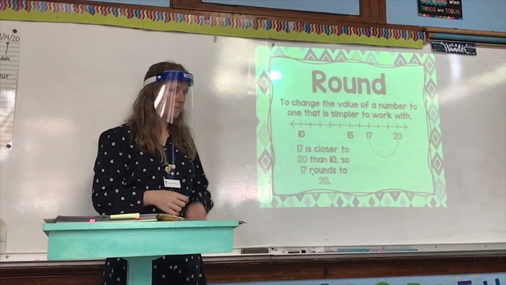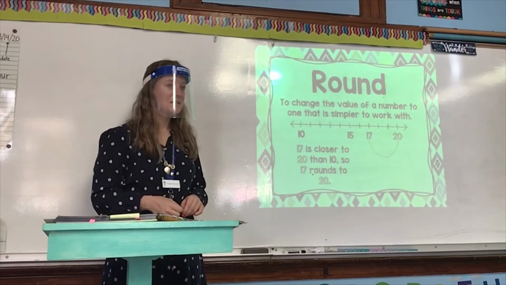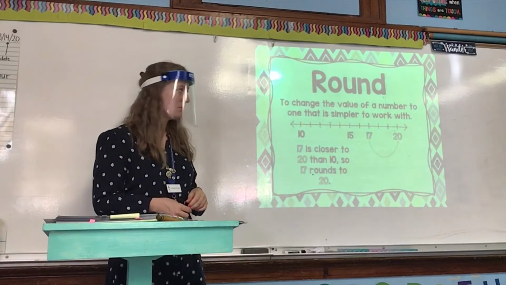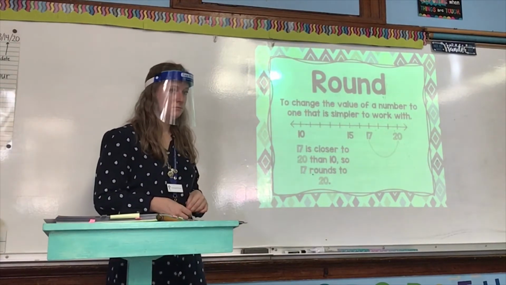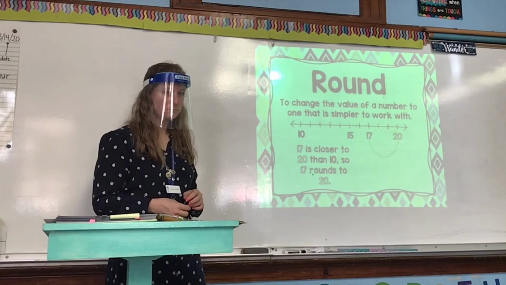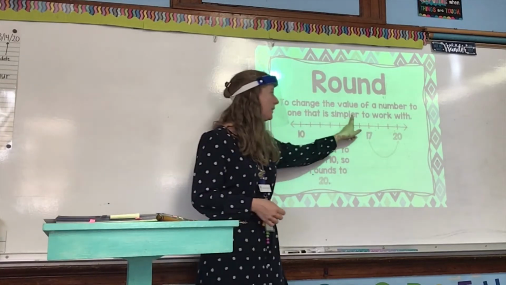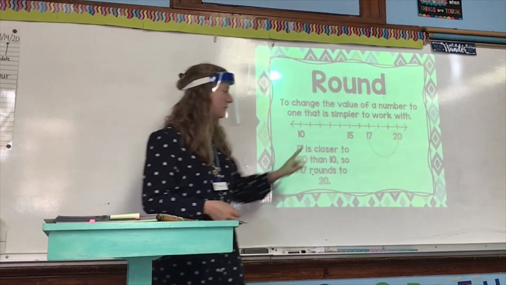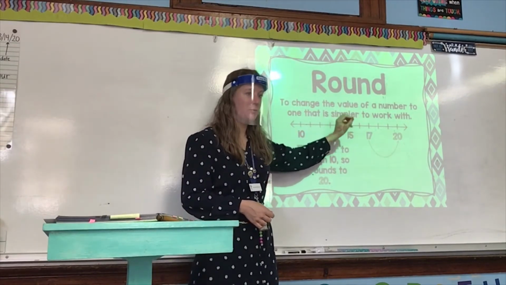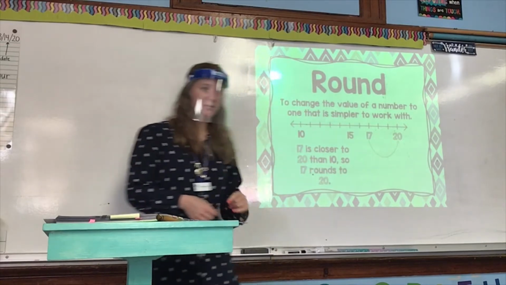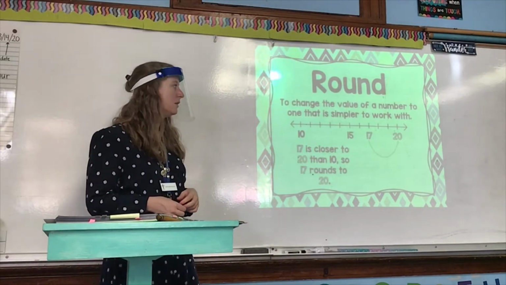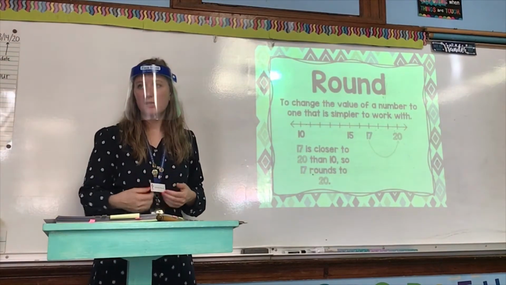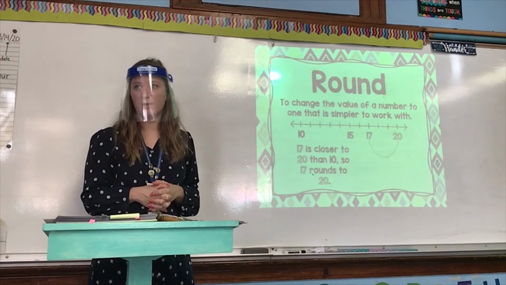Keep going. Simpler, no, there's no L. Simpler to work with. It means simple, but even more simple. So simpler to work with. So rounding is when you change the value of a number to something that is easier to work with. You don't have time right now.